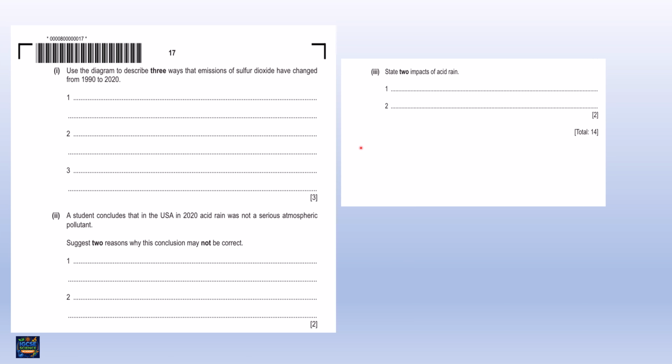Here is part 3: state 2 impacts of acid rain. You just need to write 2 impacts of acid rain. This also carries 2 marks. So question number 7 totals 14 marks.